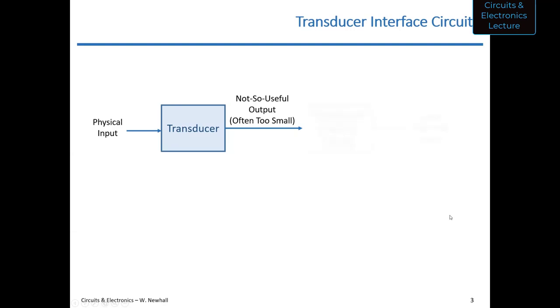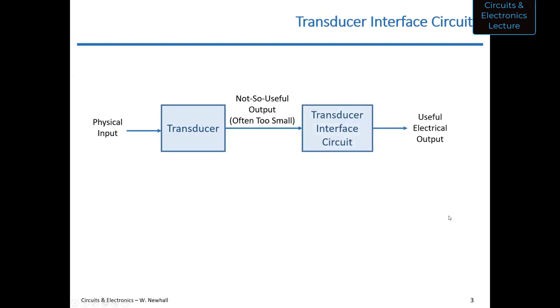So to get a useful electrical output, typically you would have a transducer interface circuit. What's that mean? It means just some circuit that supports the transducer to produce a useful electrical output. Well, what is useful? If you have, for example, a light detector, maybe a temperature sensor that outputs a range of voltage that is a few volts, right? Maybe 3 volts, maybe 5 volts, spanning over maybe 0 to 3 volts, 0 to 5 volts.